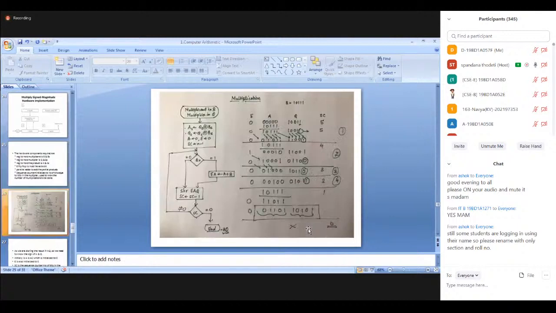See, this is the algorithm. Let us first see the flowchart. After that we'll see the example. Here I am taking two registers B and Q. In B I am storing the multiplicand. Multiplicand is the first number. In the Q register I am storing the multiplier. That means the number with which you are multiplying.